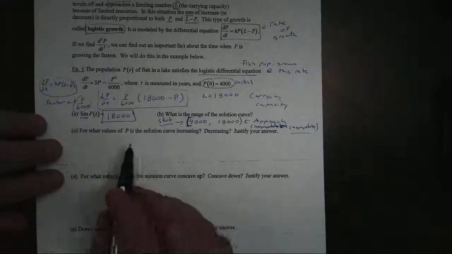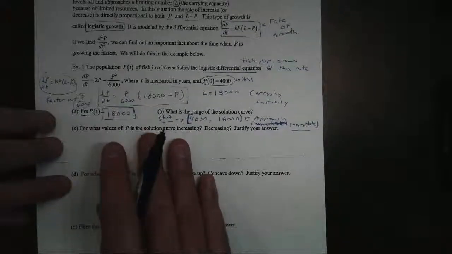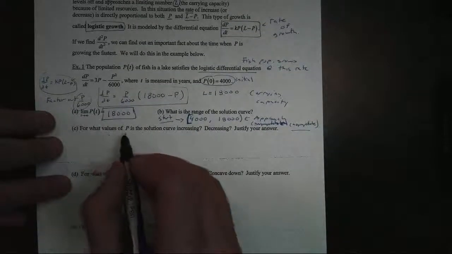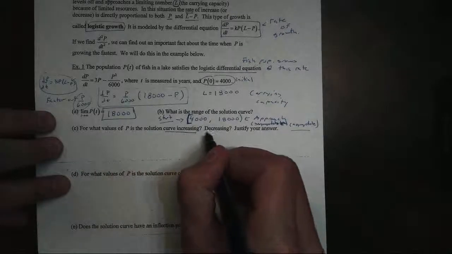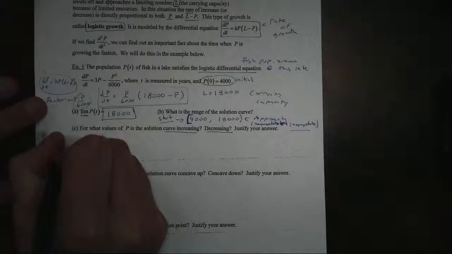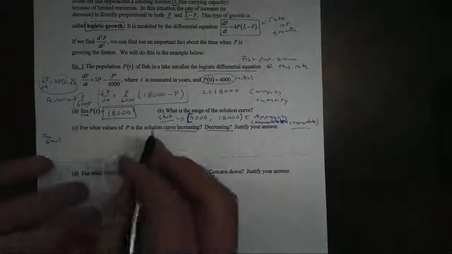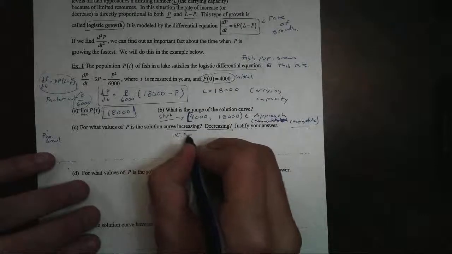Math humor. Alright, so for part C, now we get a little bit more into the calculus. It says, for what values is the curve increasing or decreasing? So they're asking us, when is the population growing? That's what we're looking for. Where is the population growing? Right there. So this should sound familiar. It's our first derivative test.